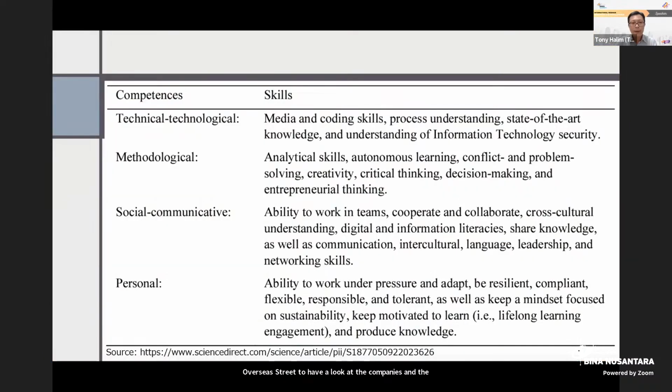So in terms of skill sets that we think are necessary to make yourself relevant to this Industry 4.0, of course, you need to have media and coding skills. This is necessary, definitely. Analytical skills, creative thinking out of the box. This is also necessary. Your ability to communicate is definitely necessary because now the world is so well connected.